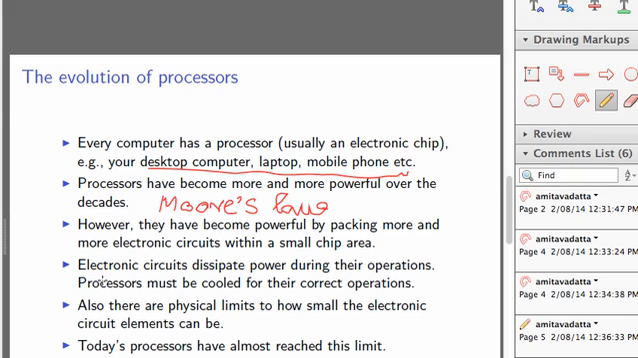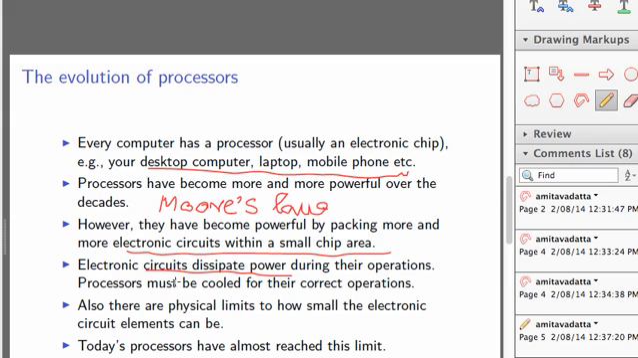Processors become powerful by packing more and more electronic circuits within a small chip area. Today's microprocessors can pack tens or hundreds of millions of transistors in a single chip. However, the problem with this approach is that as you pack more and more circuits within a single chip, within a small area, these electronic circuits dissipate power during their operations.